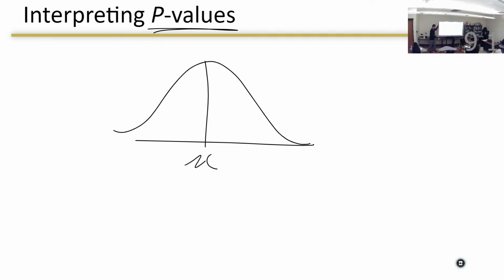Good enough? So I'm going to get an X bar somewhere away. And guess what we're going to end up doing? We're going to calculate how many standard deviations that is away. That's what we're going to do. So we're going to get a Z-score. Yeah? We'll get a Z-score.